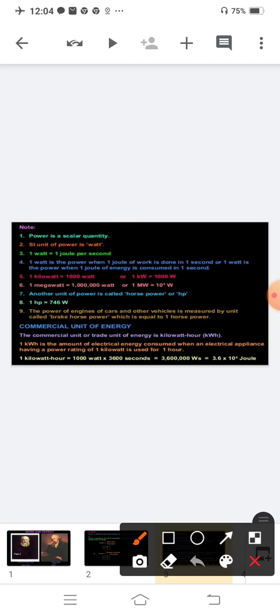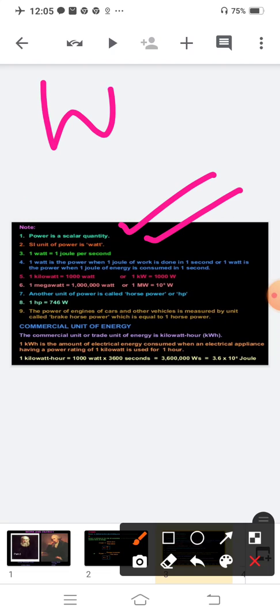Number 1, power is a scalar quantity. Number 2, the SI unit of power is watt, and it is represented by capital W. And what do you mean by 1 watt? A watt is a power when 1 joule of work is done in 1 second, or 1 watt is a power when 1 joule of energy is consumed in 1 second. This definition is very important.